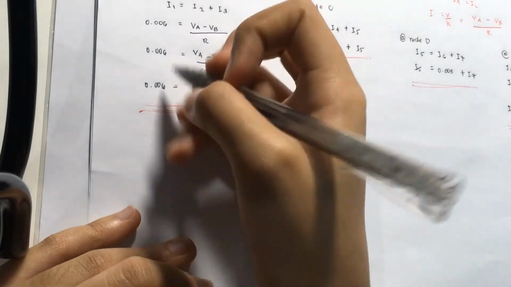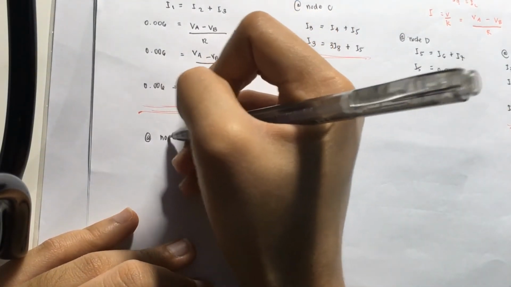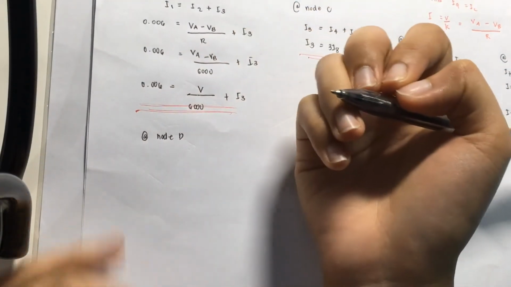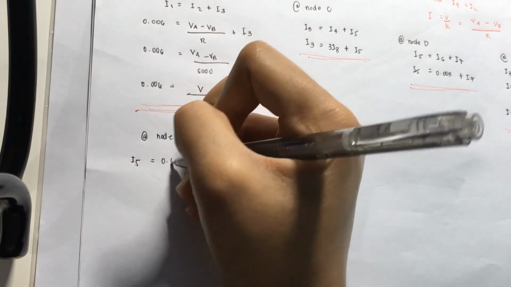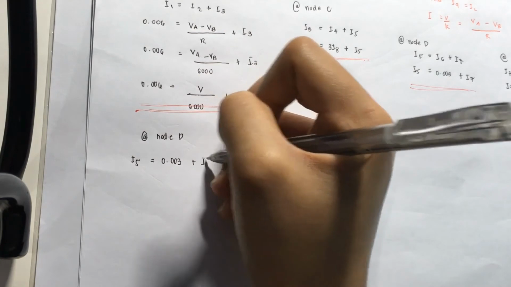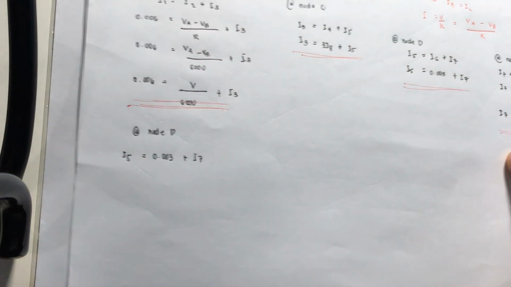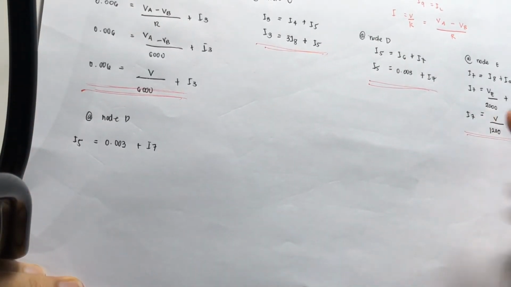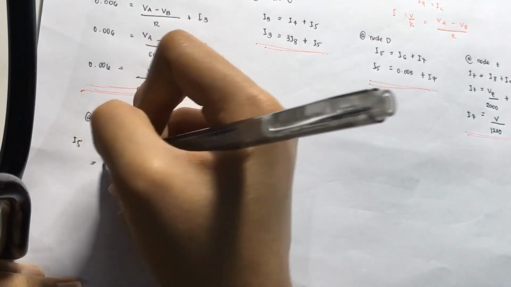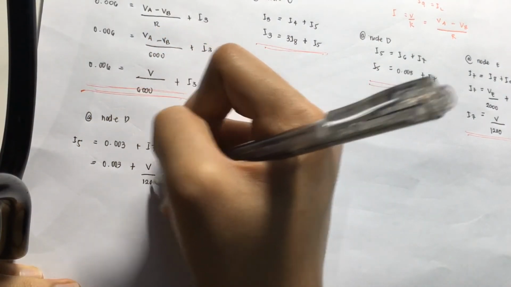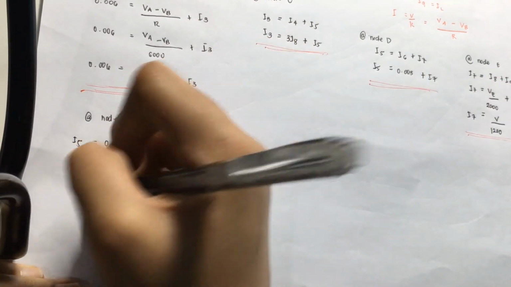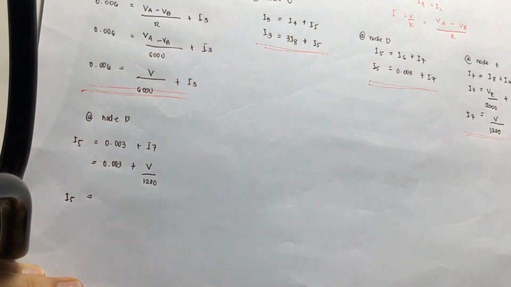So we go back to node D. Node D is equal to I5, which is 0.003 plus I7. Since we got I7 here, we substitute it: 0.003 plus V over 1,200, and we'll calculate.